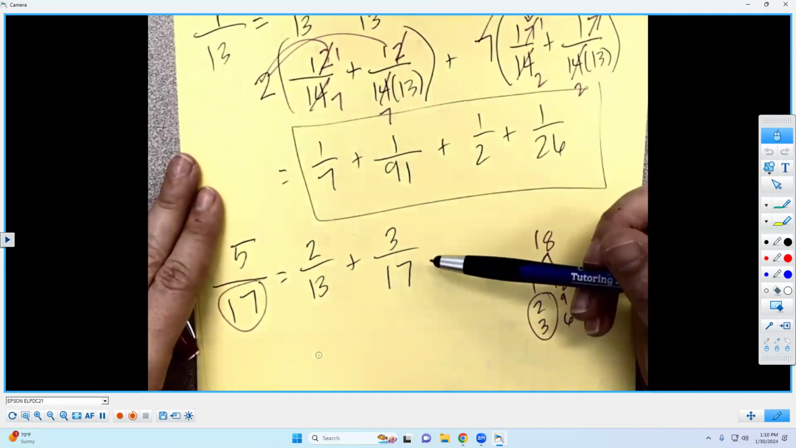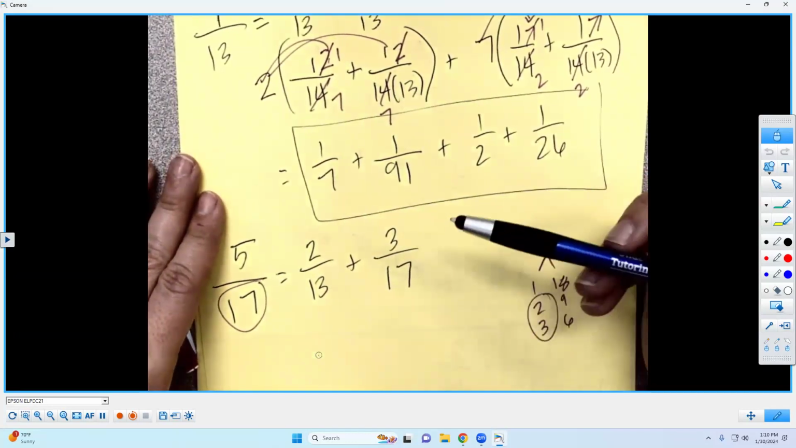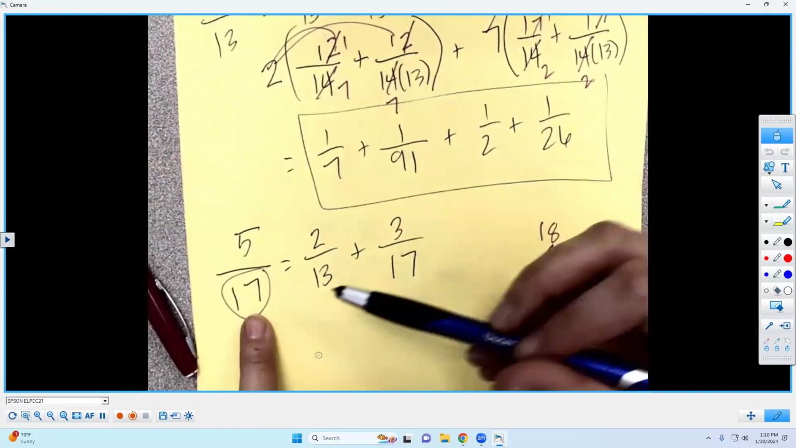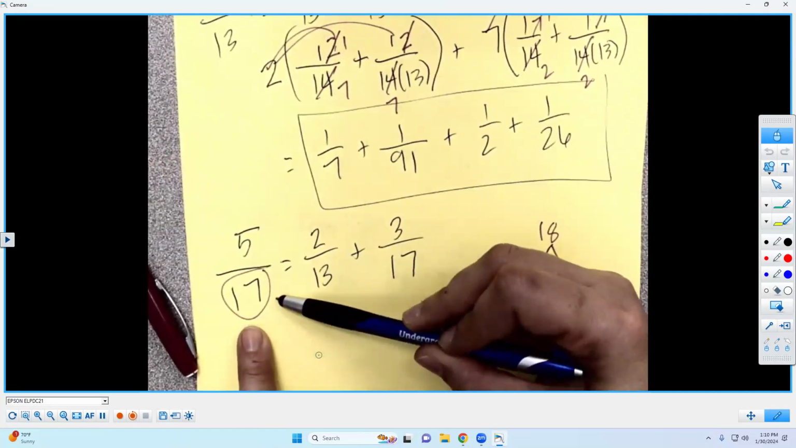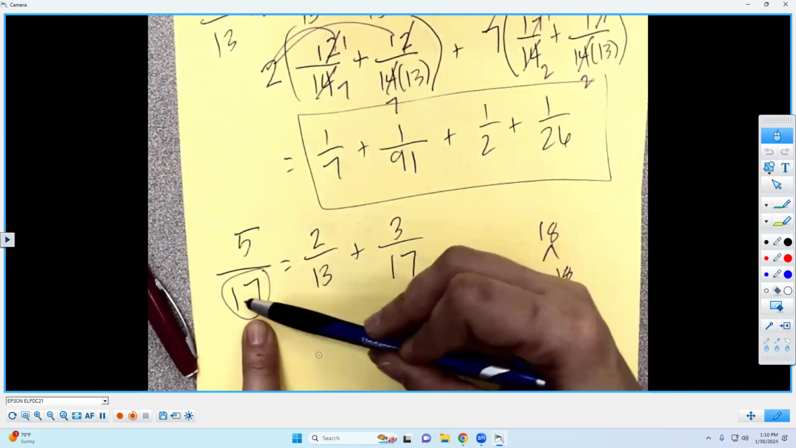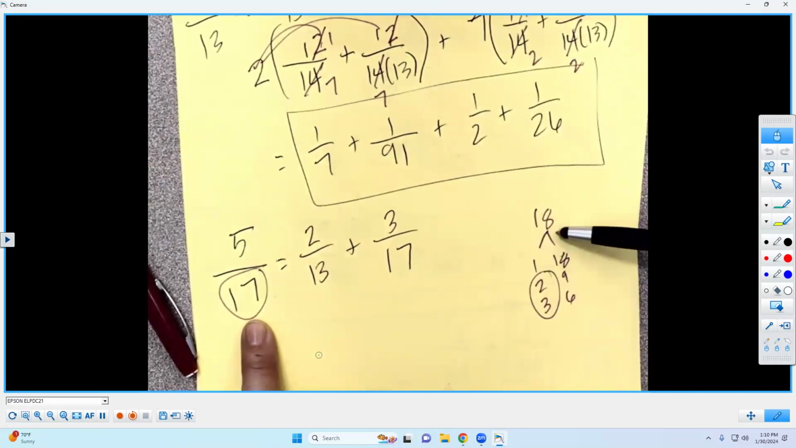And sometimes with the numbers, you could have lots of different options. Like if this was actually a 19 here, whenever I break down 20, I could do.